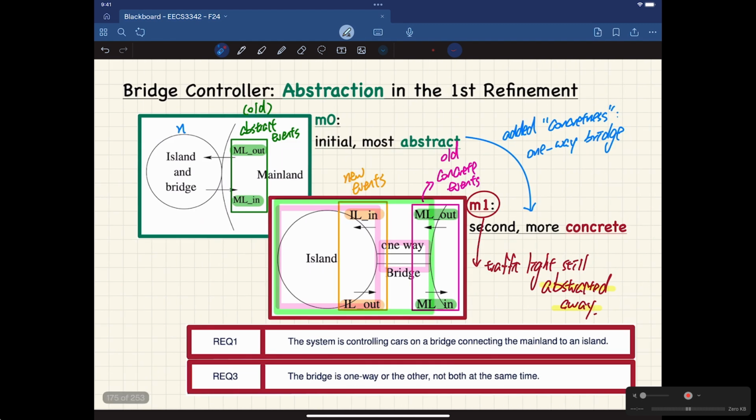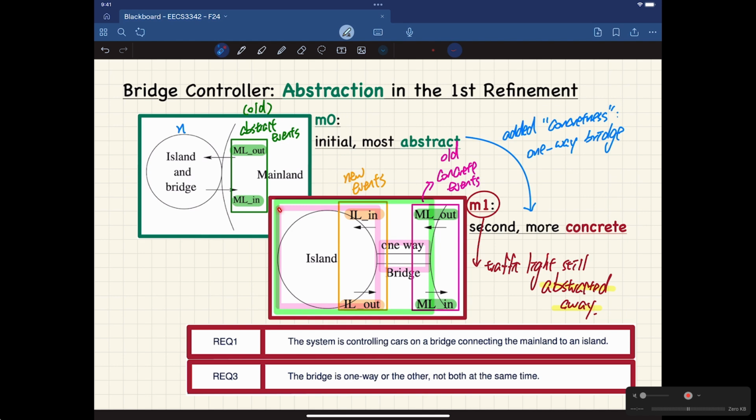And then we talk about this first refinement. And the essence of it is we go from basically where the island and the bridge have no distinction, meaning that we kind of consider them as a compound where we got only one variable n. But now we try to split this compound into two, into the island and also the bridge. So that's the main concreteness we have added to the first refinement.